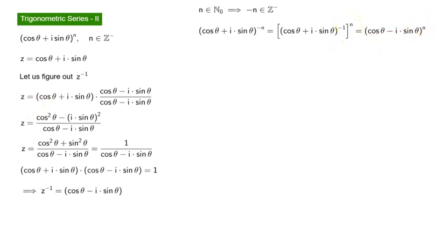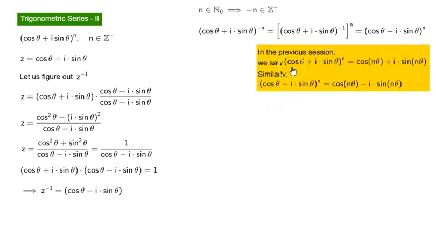In the previous session, I forgot to mention one particular aspect. So we saw (cos theta + i sin theta)^n is equal to cos n theta plus i sin n theta. But I forgot to mention that similarly (cos theta - i sin theta)^n is equal to cos n theta minus i sin n theta. So cos theta minus i sin theta to the power of n would be equal to cos n theta minus i sin n theta.